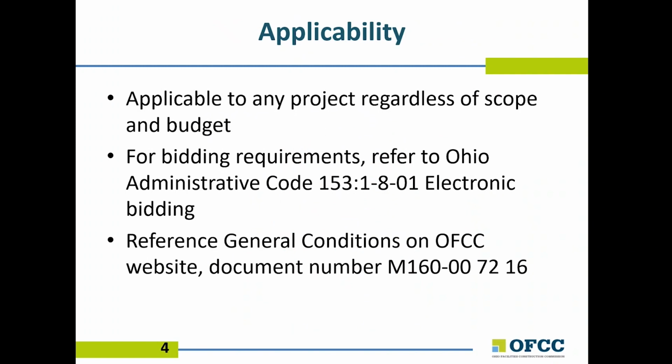General contracting is applicable for any size projects regardless of complexity, scope, and budget. This method requires less management by the owner in comparison to multiple prime, which reduces risk. Similar to multiple prime, general contracting requires public bidding, which can be done by electronic means. See Administrative Code 153:1-8-01 for electronic bidding. You may also reference the general conditions for general contracting on OFCC's website, document number M160-007213.